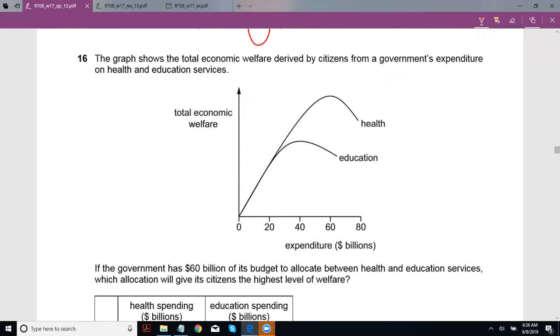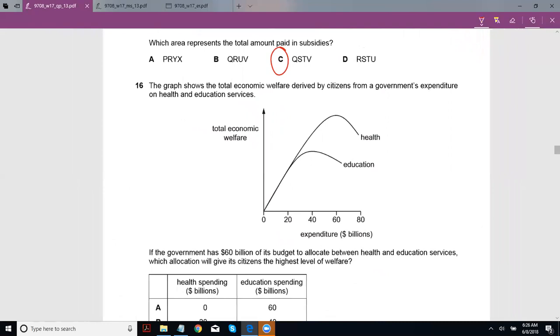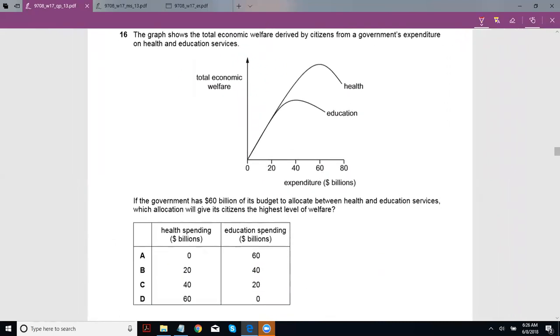The graph shows the total economic welfare derived by citizens from a government's expenditure on health and education services. If the government has 600 billion of its budget to allocate between health and education services, which allocation will give its citizens the highest level of welfare? So let's look at it.